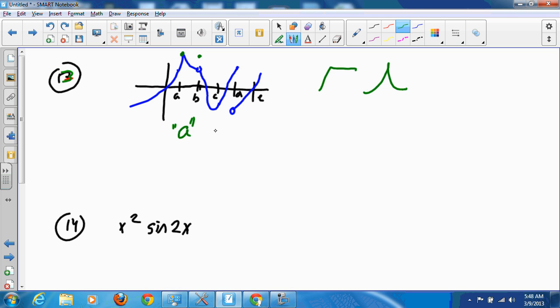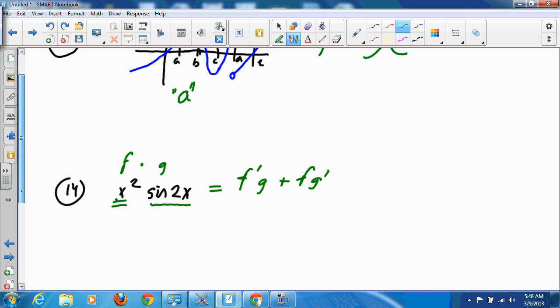So let's move on to number 14. Okay, 14 is asking us to take the derivative of this. So this looks like a product rule, right? So we're going to make this F, and we're going to make this guy right here G, and just take the product rule. So let me remind you of that again in case you let that slip. That's a fairly straightforward problem, so we'll go ahead and tackle that one.